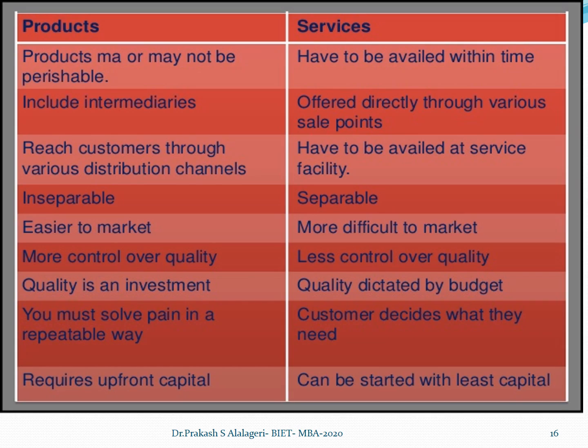In continuation with the differences, products may or may not be perishable, right? But services are perishable, right? And products are separable, while services are inseparable, right? Products are very easy to market, while services are more difficult to market, right?